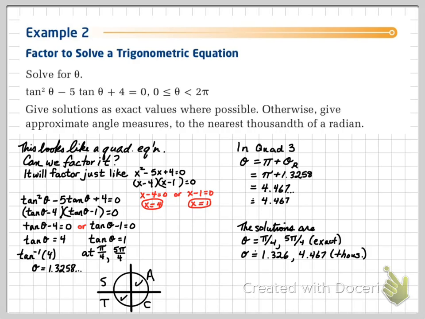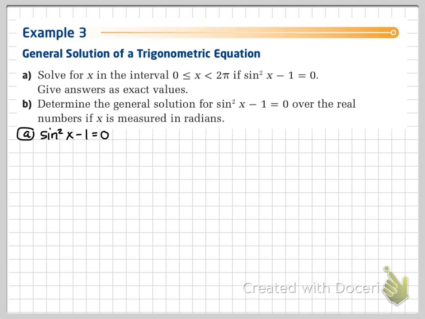Moving on. Next example, example 3. The general solution of a trig equation. Let's solve for x in the interval between 0 and 2 pi if sine squared x minus 1 is equal to 0, and give your answers as exact values. For part B, determine the general solution for sine squared of x minus 1 is equal to 0 over the real numbers if x is measured in radians. Well, we'll get to that.